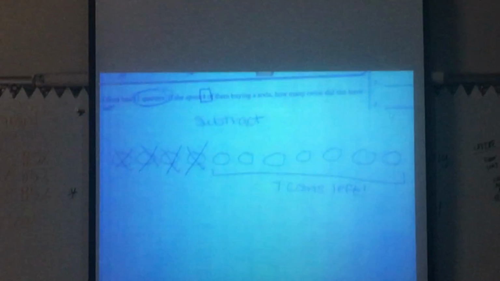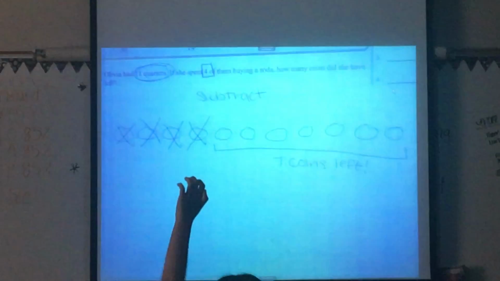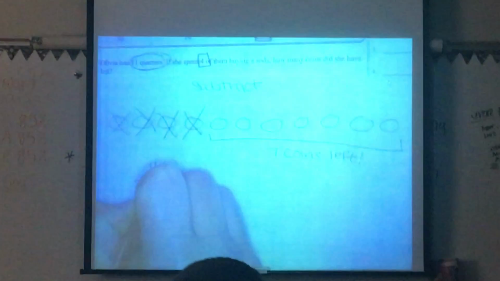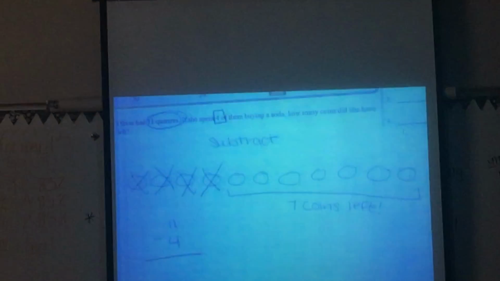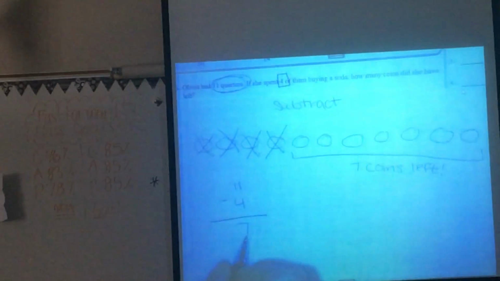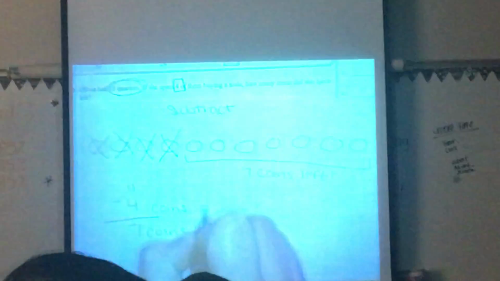What's another way that I could show this visual without drawing out the coins? Ashley. 11 minus 4. Oh, okay. So you said I could do 11 minus 4, and what does that give me? 7. Okay, and what does the 7 represent, Ashley? The numbers of coins. Okay, so we're going to put coins left. Awesome. And 4 is the number we subtracted. So coins subtracted.